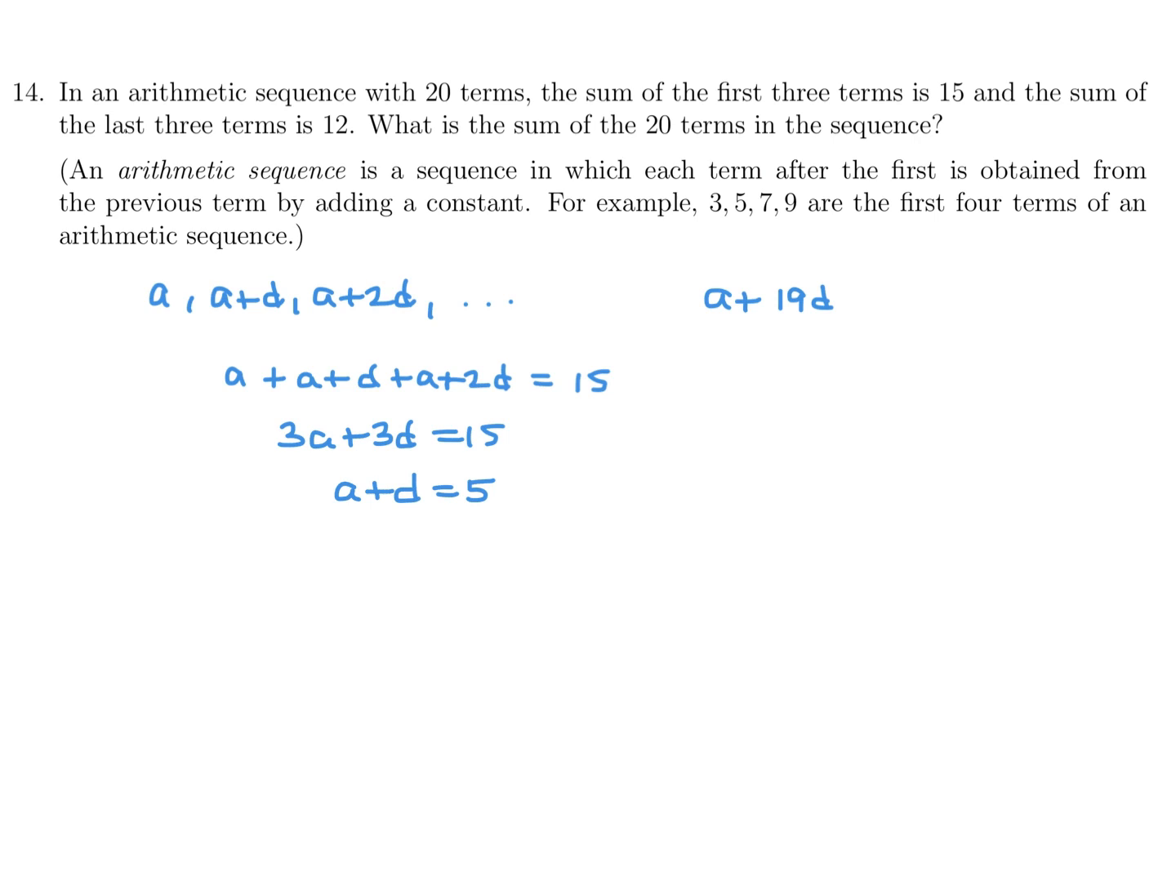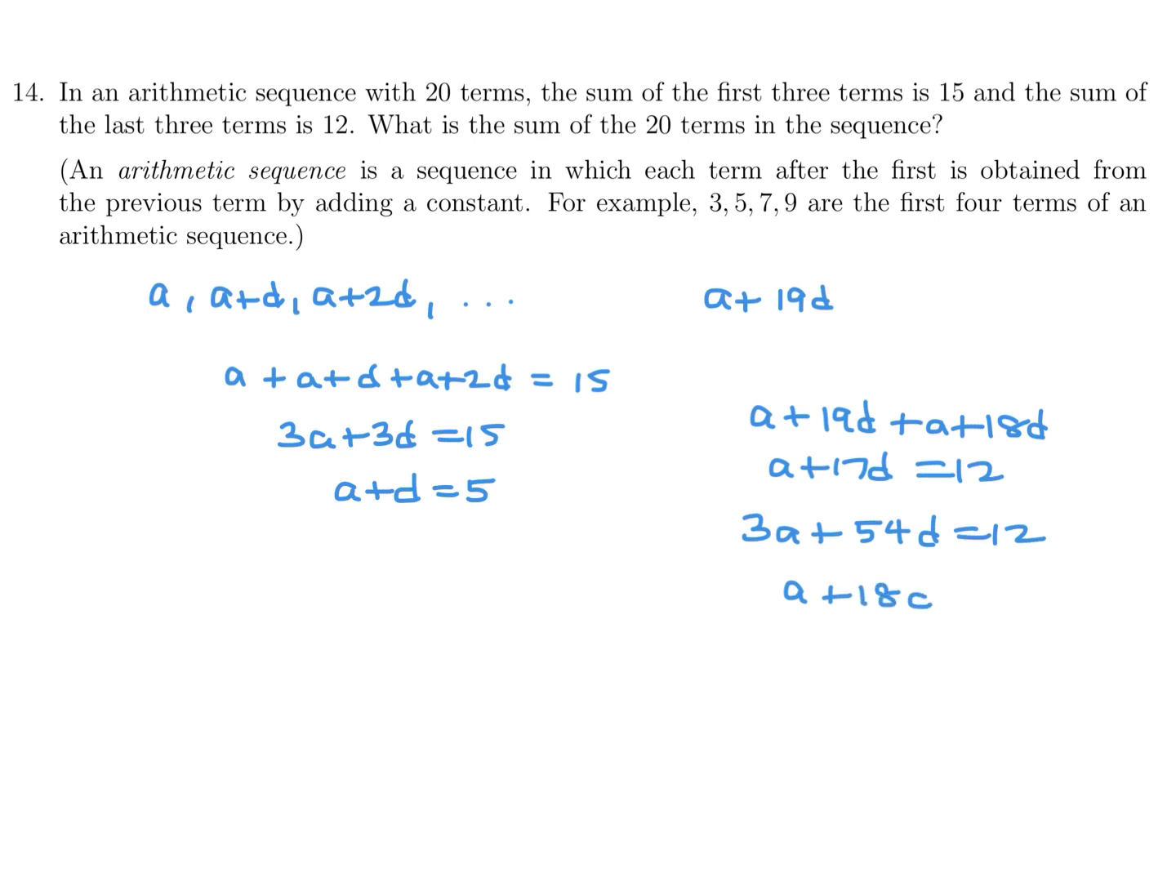And then the last 3 terms is 12, the sum. So the last 3 terms would be a plus 19d, a plus 18d, and a plus 17d. And that is 12. So this looks like 3a plus 54d, I believe. And that's 12. And then I can divide through by 3 to get a plus 18d is 4. Okay, we got 2 equations, 2 variables. Shouldn't be a problem. Let's subtract these 2. And when we do, we get 17d is equal to minus 1. So d is negative 1 over 17.